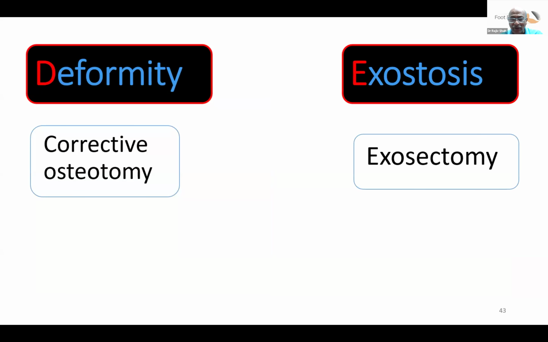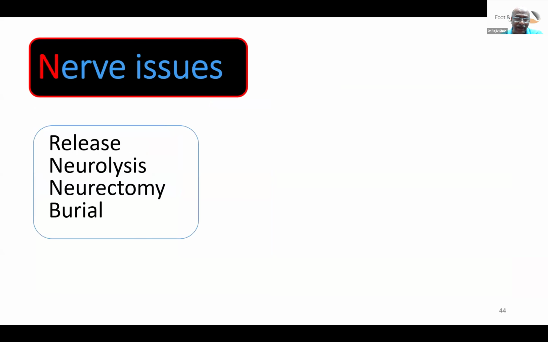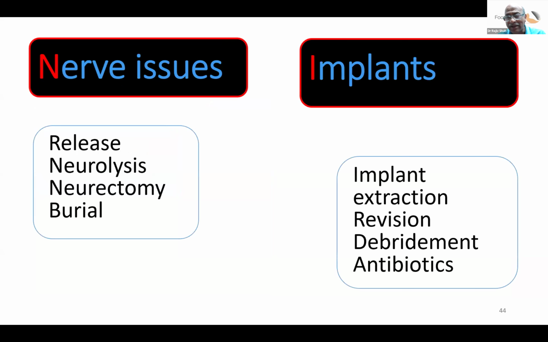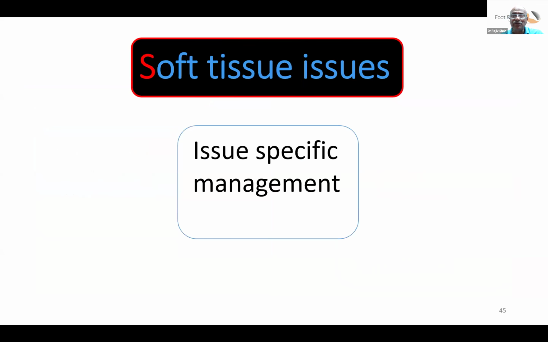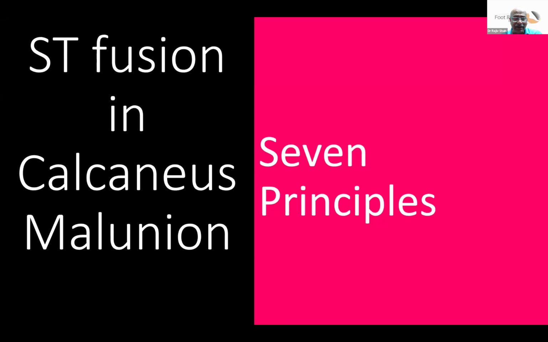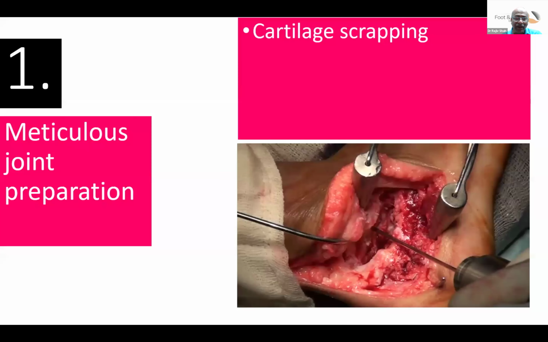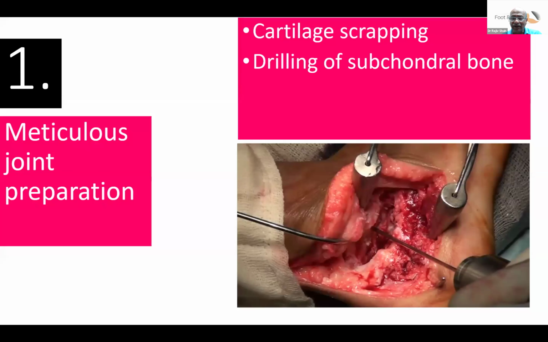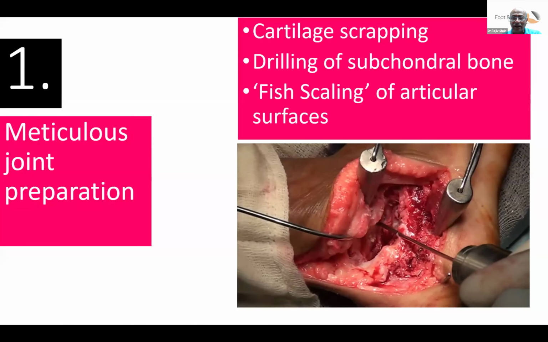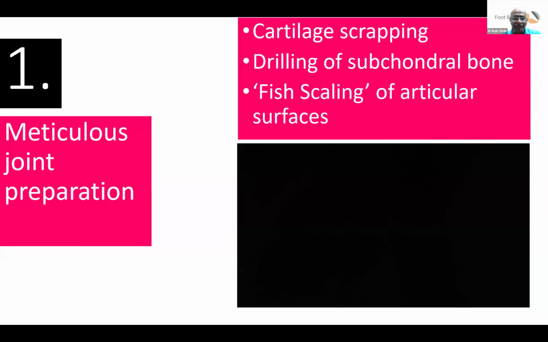Deformity is treated with corrective osteotomy. Exostosis is treated with exostectomy. Nerve issues could be treated with release, neurolysis, neurectomy, and burial procedure. And implants require implant extraction, revision, debridement, sometimes antibiotic if there is infection. And soft tissue issues have issue-specific management. For this ST fusion in calcaneus malunion, one has to follow 7 big principles. Number 1 is meticulous joint preparation: scraping of the cartilage, drilling of the subtalar bone, fish scaling of the articular surfaces is very, very important.